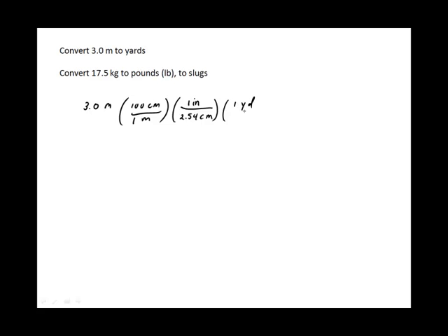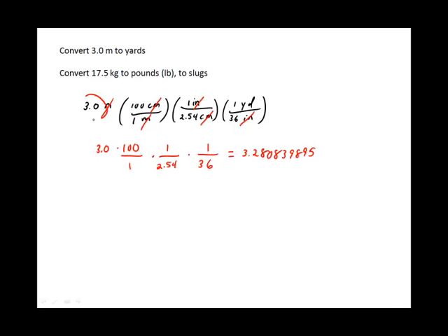I know that 1 yard has 36 inches. Again, the numerator equals the denominator. So I notice the meters cancel out, the centimeters cancel out, and the inches cancel out. And I'm left with 3.0 times 100 divided by 1 times 1 divided by 2.54, again that's an infinite number of digits there, times 1 over 36. And if I work all that out, my calculator says 3.2808398995. And then I look at the original number, that's 2 digits of accuracy, so that's 3.2, but the 8 says round that up, and so this would be 3.3 yards. Because again, the yard is the only unit left over in the end.